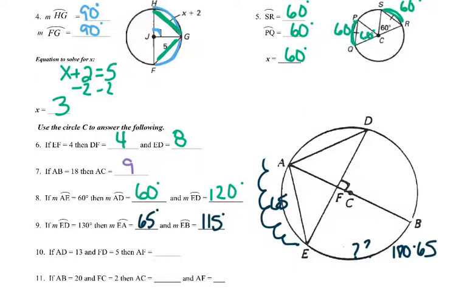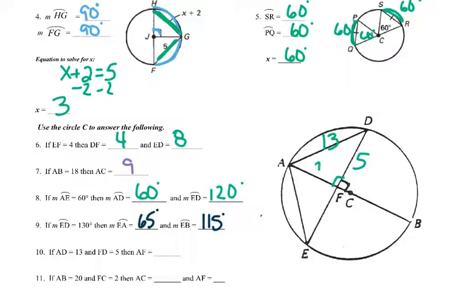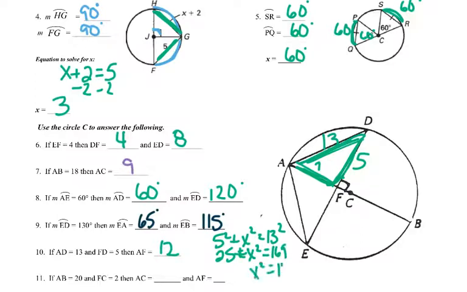Okay, 2 more. Let's see, what do we have here? AD is 13. Remember, that's a right angle. FD is 5. What's A to F? What kind of shape do we see? It's the Pythagorean theorem, right? And you might even know this by heart. 5 squared plus x squared equals 13 squared. The answer is going to be 12, right? I'll write it out, though. So x squared is 144, and then the square root of that is 12.